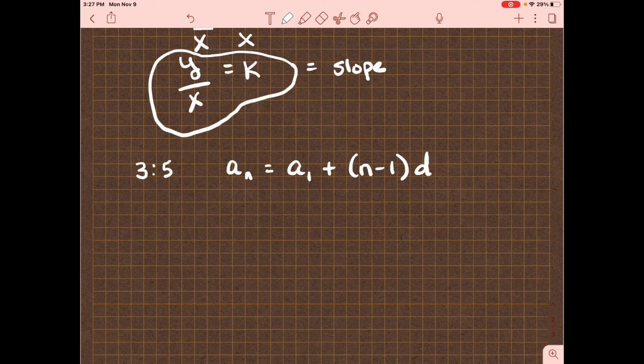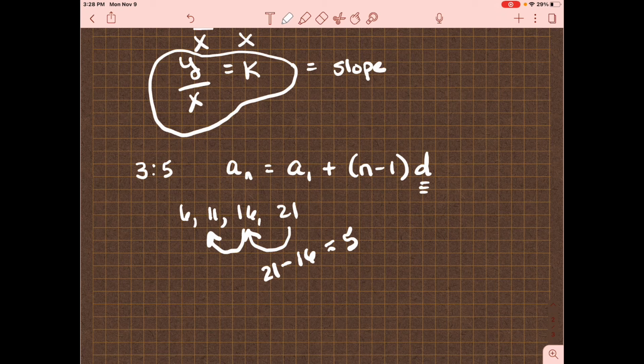Whenever we are looking at a sequence like 6, 11, 16, 21, the way we want to find d, which is our common difference, or the number that we're going to add every time, we want to just go backwards. We want to do 21 minus 16, and that'll give us the number. We can keep doing that: 16 minus 11 is 5, and 11 minus 6 is 5. That's how we want to get that common difference.